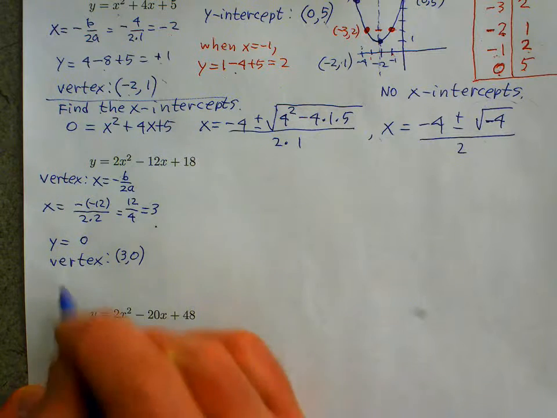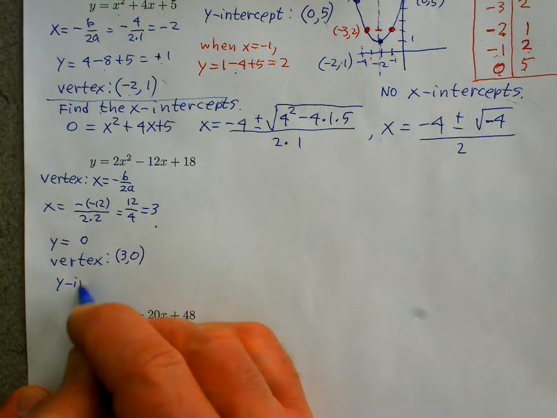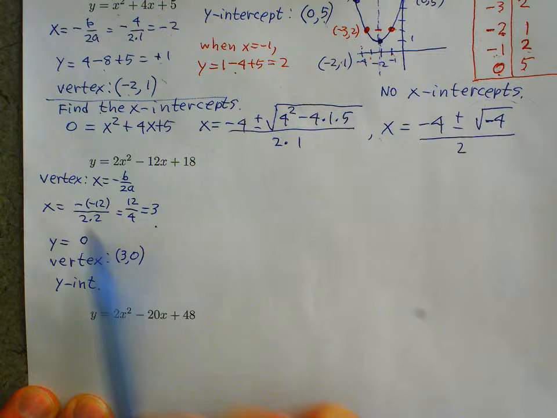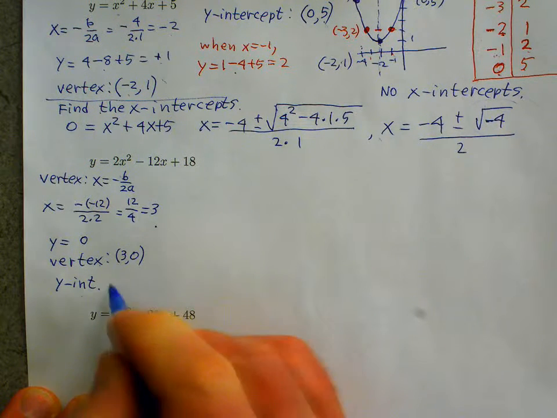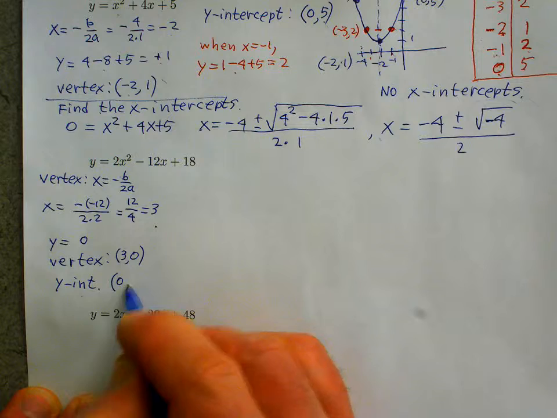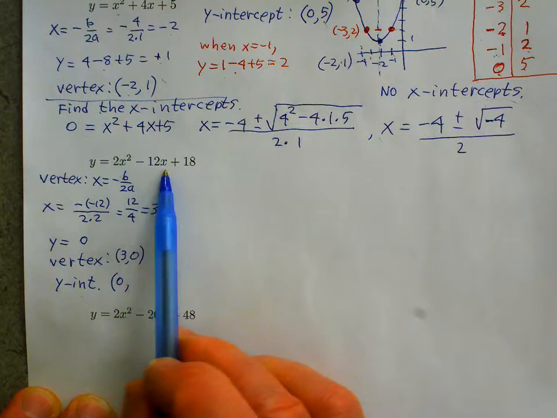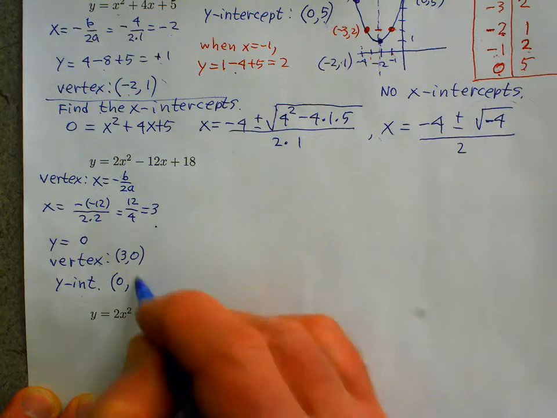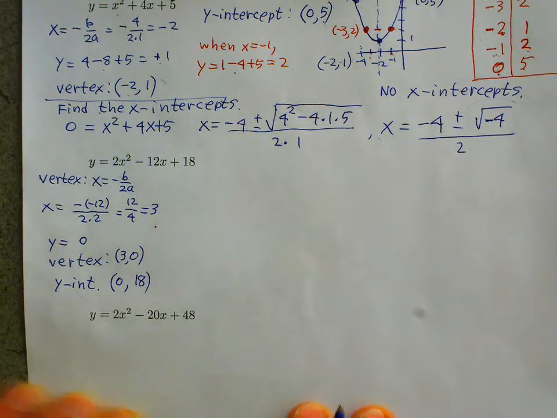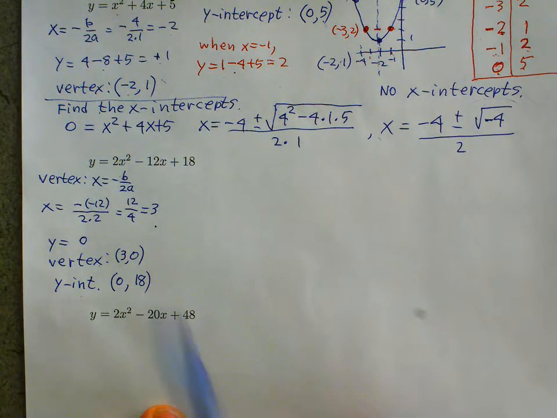Let's find the y-intercept. Every quadratic function has a y-intercept. When x is 0, the y-coordinate of the y-intercept is 18. So 0, 18. That'll be off the grid probably.